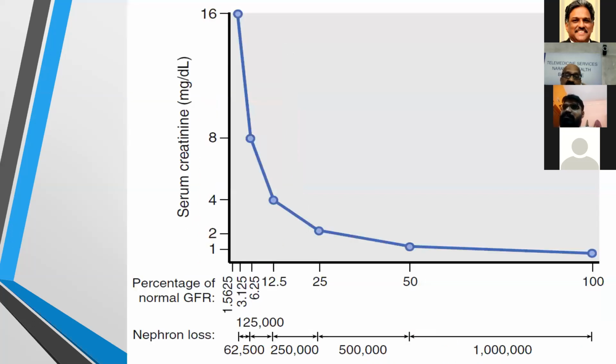And this is also exhibited in the next slide, where we have shown that there's an inverse logarithmic relationship between the serum creatinine on the vertical axis and the relative reduction in the glomerular filtration rate. The number of nephrons lost is shown in the bottom horizontal line. If you take 1 million nephrons in one kidney, as long as 50% of the nephrons are functional, there is no increase in the serum creatinine. Very important point to note. Only if 50% of the nephrons are dysfunctional does this serum creatinine start to rise.